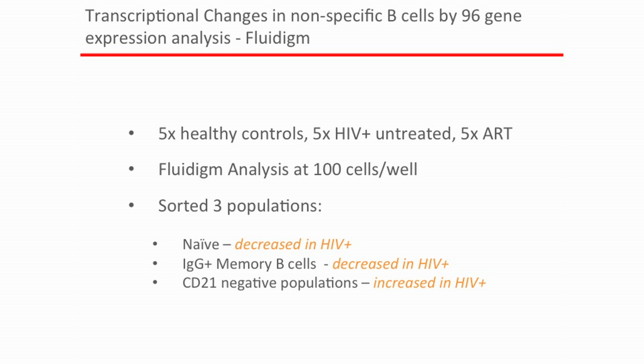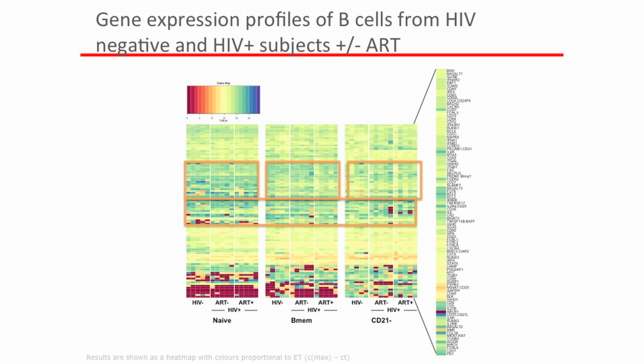Naive, decreased in HIV positive. IgG memory B cells, these are decreased. This is essentially a resting memory pool. These are decreased in HIV positive. Then the CD21 negatives, which I've already shown you, are increased in HIV individuals. And I'm actually showing probably more heat maps than Rafik did yesterday. So as we can see, this is the result, and there is difference across the naive, B-cell memory and CD21 negative cells, as we would expect, because they're different phenotypes.